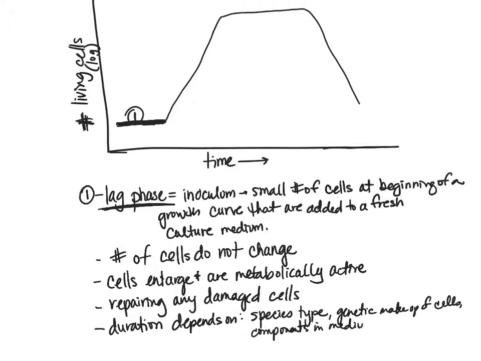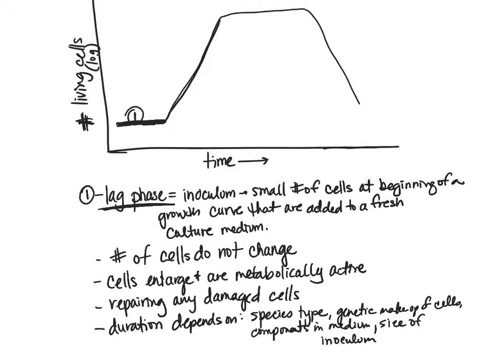So the components in the medium or composition of the medium, and then the size of the inoculum, of course. So that is our lag phase, which is basically just the cells being introduced into this wonderful broth medium, for example. They're surrounded by nutrients. They start to repair whatever damage might have been done. They start to take in all those nutrients, and then they're happily being metabolically active and starting to enlarge themselves and make lots of copies of the cellular components.